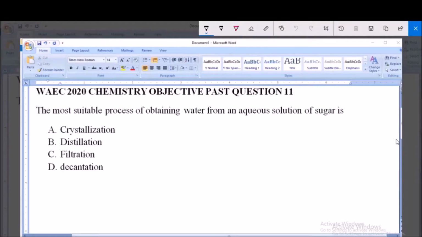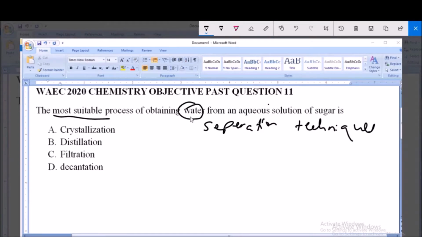Hello and welcome. I'm going to be answering WAEC 2020 Chemistry Objective Past Question 11. The most suitable process of obtaining water from an aqueous solution of sugar is A. Crystallization, B. Distillation, C. Filtration, D. Decantation. So we're looking at various separation techniques, and we're asked for the one that is most suitable for obtaining water from an aqueous solution of sugar.